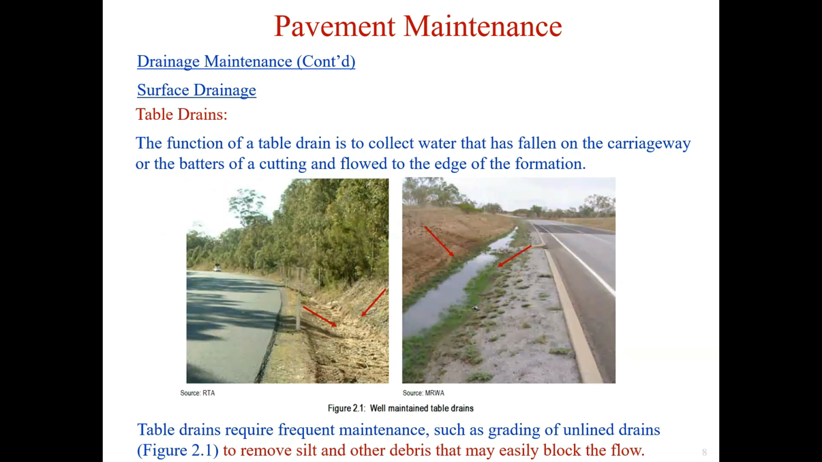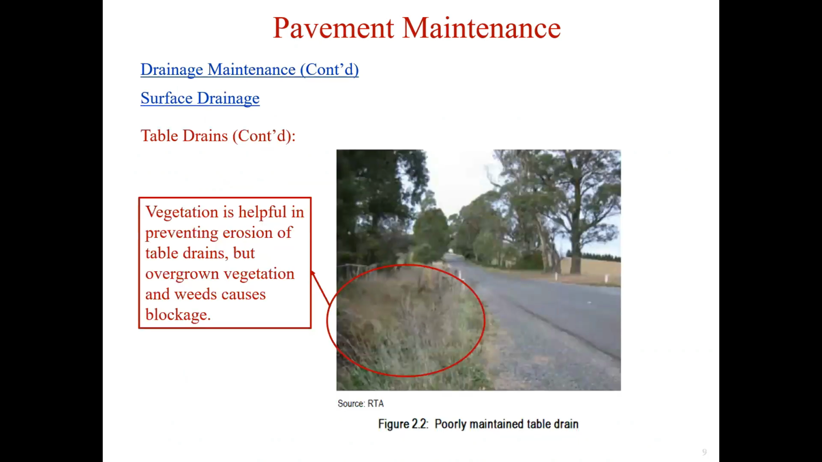Depending on the nature of the material in which they are constructed and their longitudinal grade, table drains may need to be lined with stone, concrete, or bitumen seal to resist scouring. Table drains require frequent maintenance to remove any stuff that may block the flow and to restore the original shape. If you look at this figure, the vegetation is helpful in preventing erosion of table drains by holding the soils, but overgrown vegetation and weeds cause blockage, so table drains need to be well maintained.